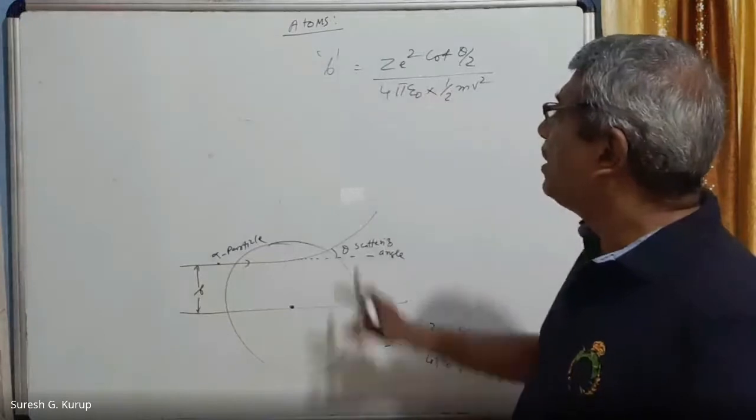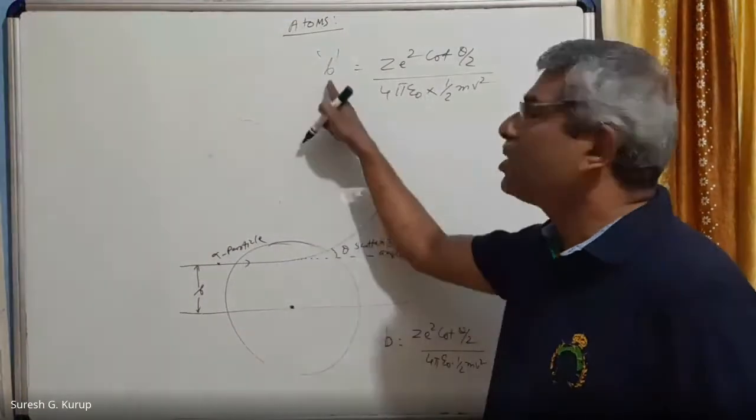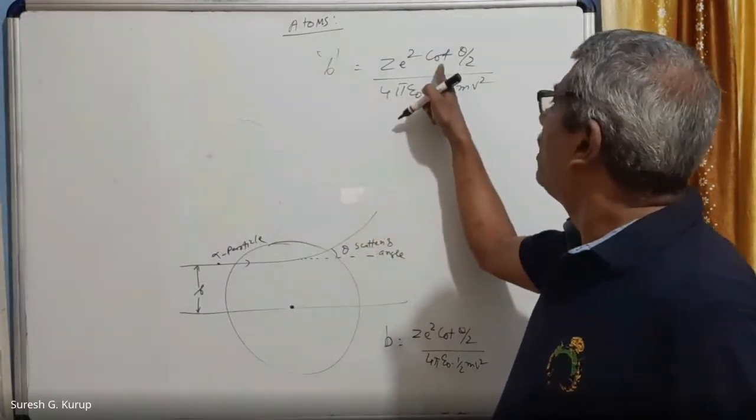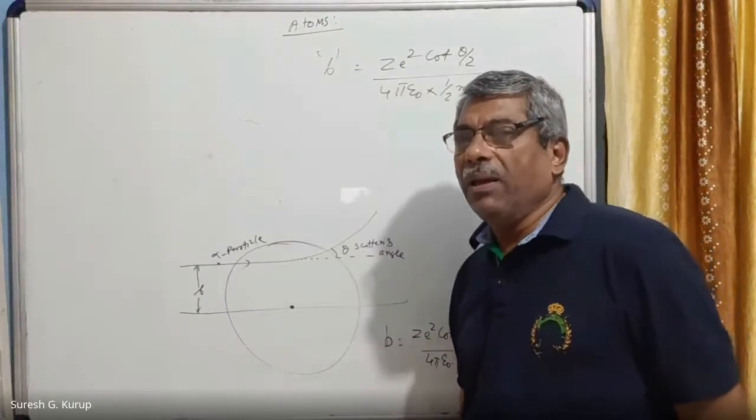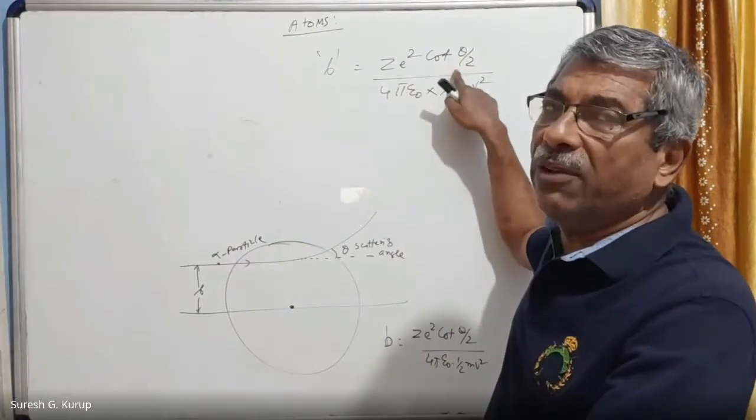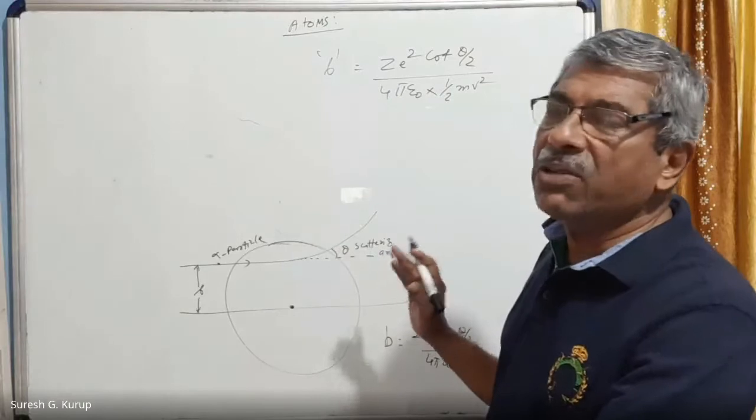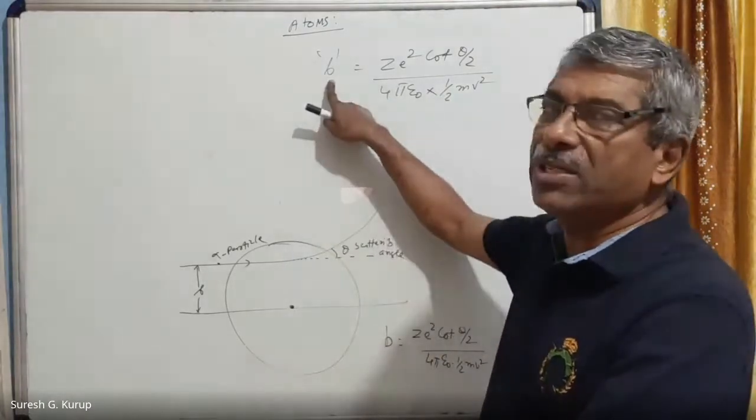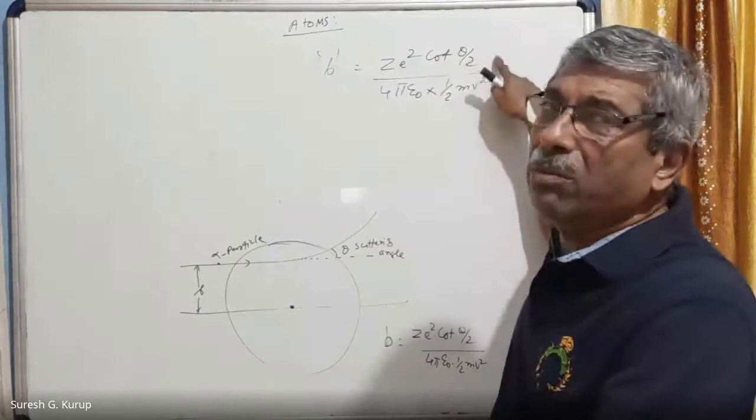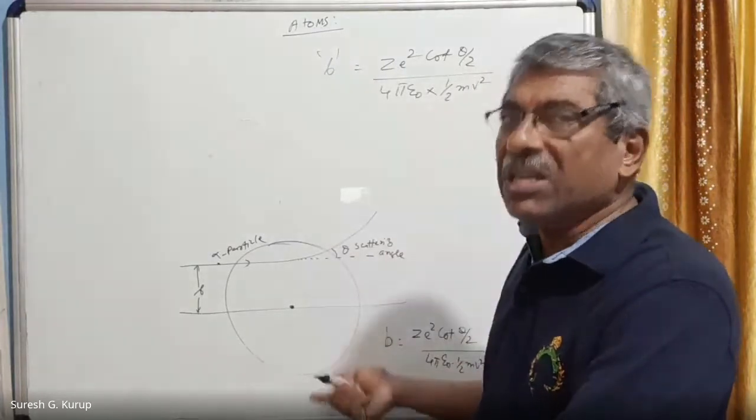Right? Okay. So the value of b depends on cot theta by 2. If cot theta by 2 is more, then b is more. Am I correct? More value of cot theta by 2 means the value of theta by 2 must be less. It is very clear: when the distance b increases, the angle of scattering decreases. For b to be very large, cot theta by 2 must be more, and for that theta by 2 must be less. It means theta is less.